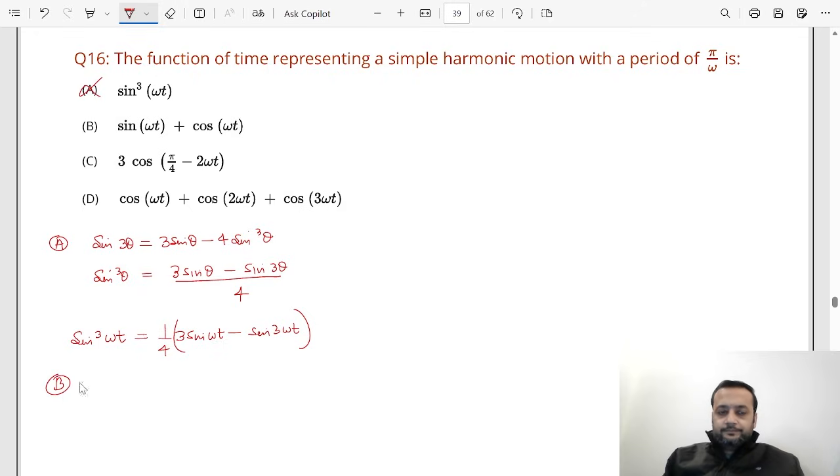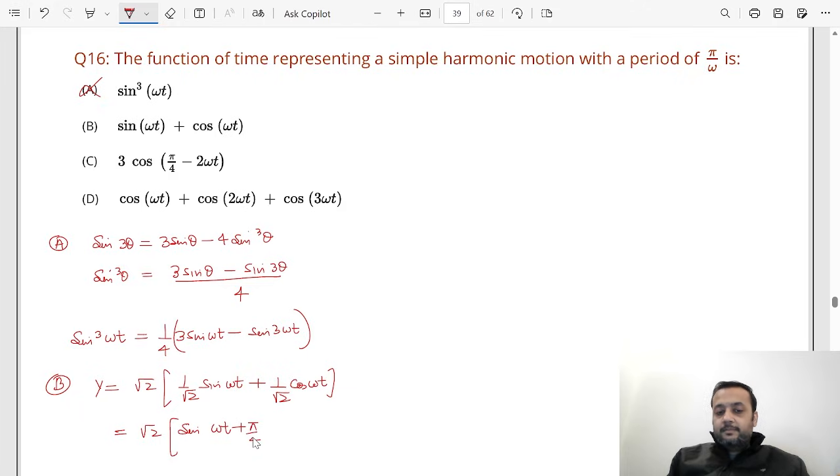If I look at option B, you can multiply by root 2 and divide by root 2. So this expression y will become root 2, which I am keeping outside, times 1 by root 2 sine omega t plus 1 by root 2 cos omega t. Now this 1 by root 2 is nothing but cos pi by 4, and this will become sine pi by 4. So now you can use sine of a plus b. So this will become sine of omega t plus pi by 4.